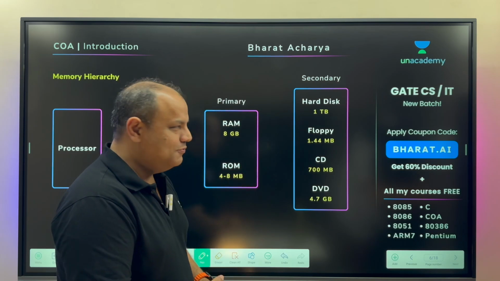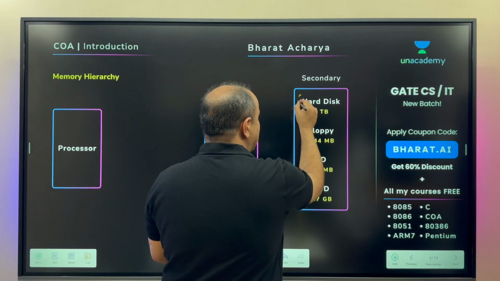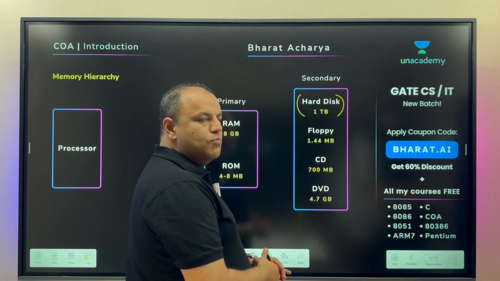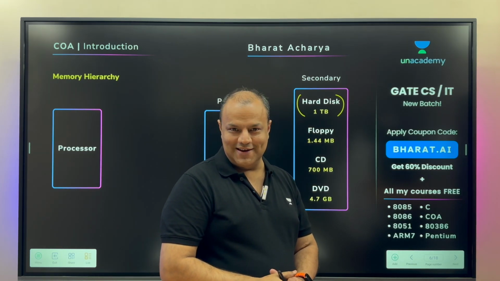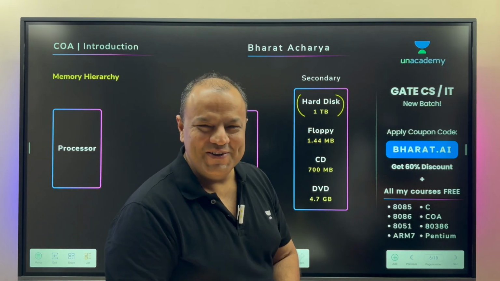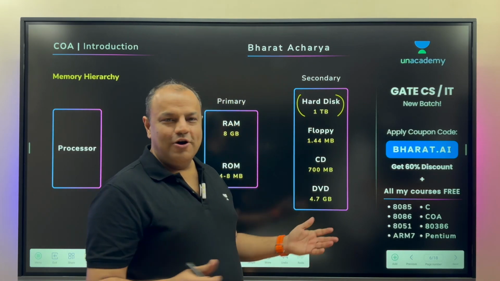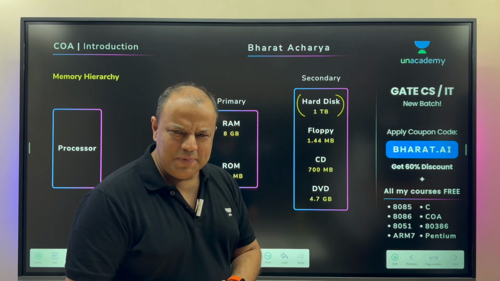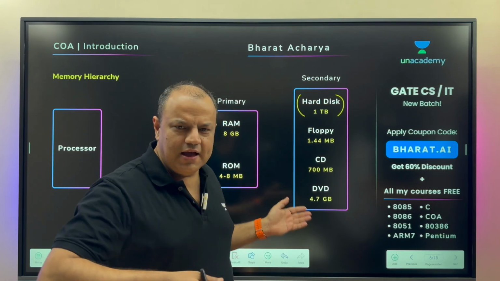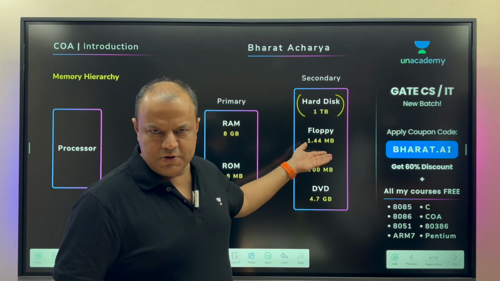Hard disk is where all your programs are stored, all your data, your movies, your songs, your images, your C programs. I'm sure you do a lot of C at home, don't you? And all the other programs, your VS Code and your operating system and everything is stored in the hard disk. What is the floppy used for? Floppy, CD, DVD are used for portability. Of course, modern computers don't have a floppy drive.